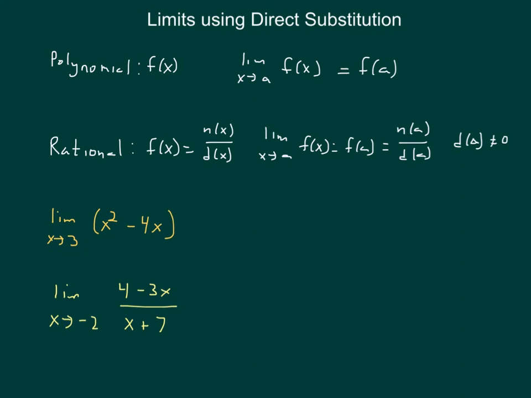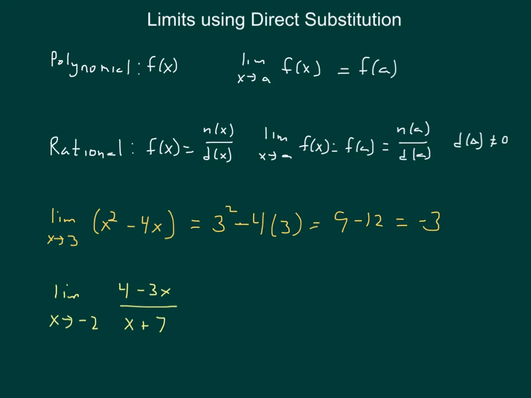For example, let's take a look here at what we have on these ones. The first one, we have the limit as x approaches 3 of x squared minus 4x. Well, this is just going to be, I just put the 3 in for x, I get 3 squared minus 4 times 3, which will be 9 minus 12, which equals negative 3. So in this case, the limit as x approaches 3 of x squared minus 4x is equal to negative 3.